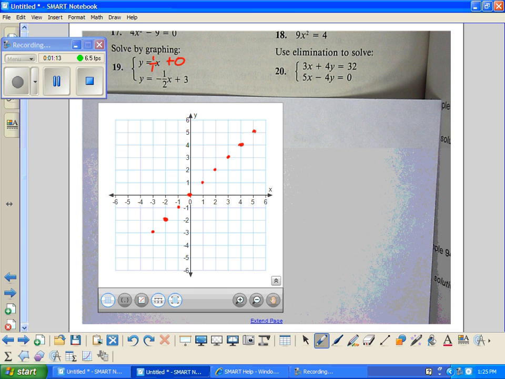I'll put all these dots, and there is the line. And again, x and y are labeled. On the other one, negative 1/2 x plus 3, go to plus 3. Rise negative 1, run 2. So down 1 over 2, down 1 over 2, and you look, there is a point of intersection.